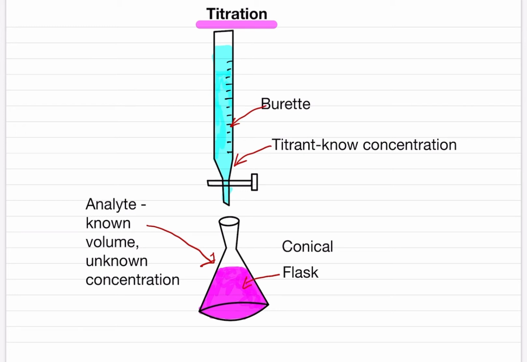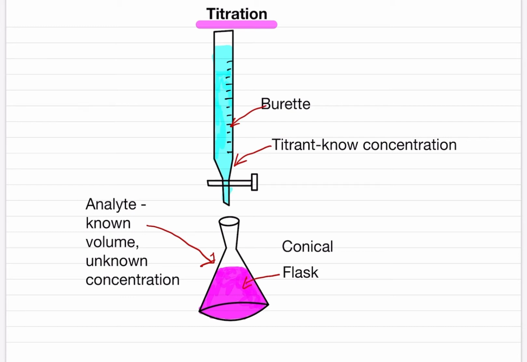Then we add a few drops of indicator solution to the alkali in the flask. So to this conical flask we have at the bottom, we'll add a few drops of indicator solution. It depends on what solution we are finding out, or what titration process we are going through. It could be phenolphthalein, methyl orange, or litmus solution also. So usually a few drops of that indicator are put into the conical flask.